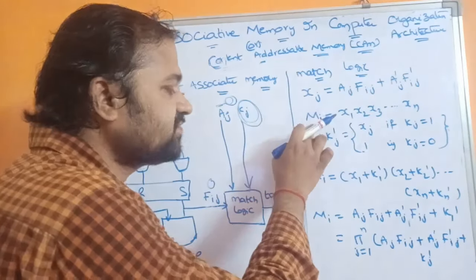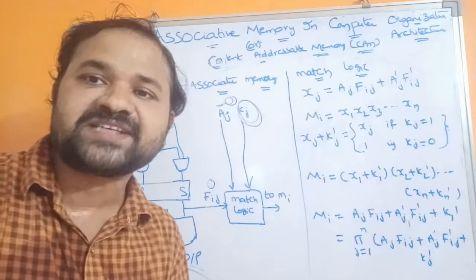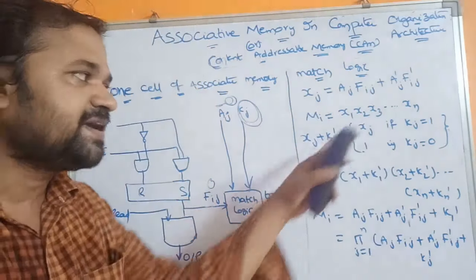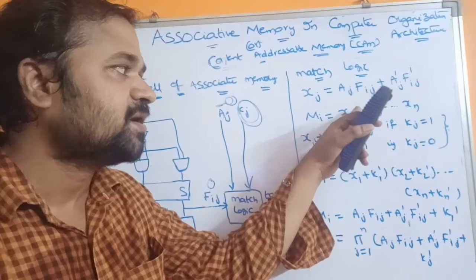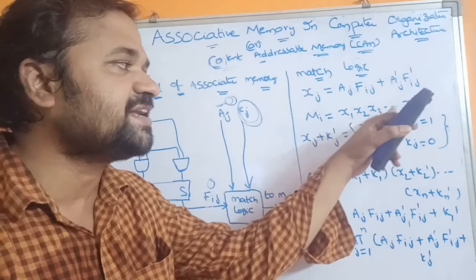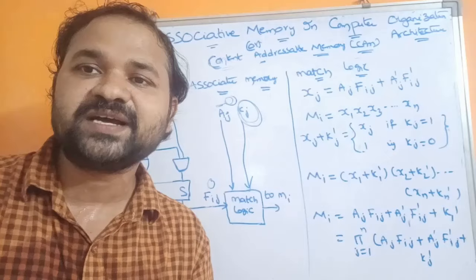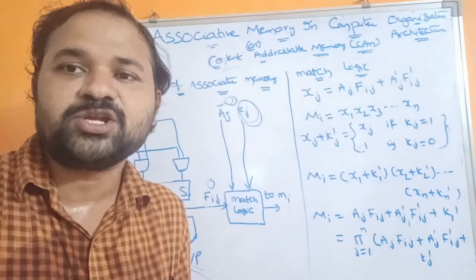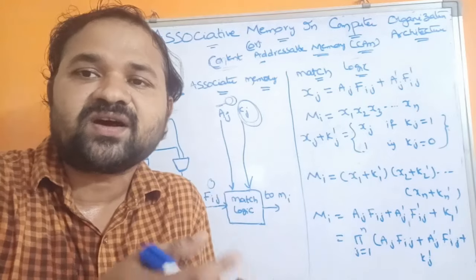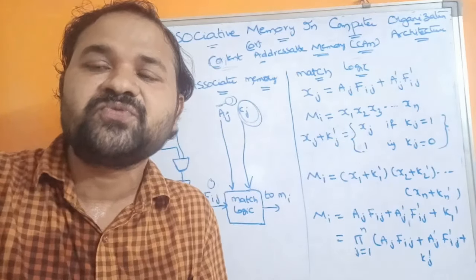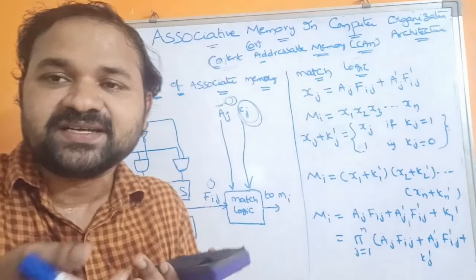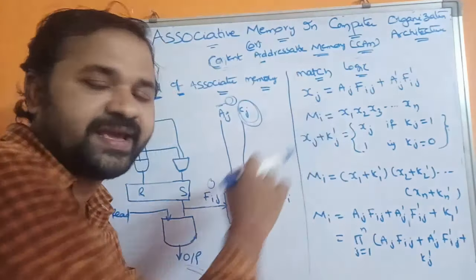Next, Mi is equal to X1 X2 X3 and so on up to Xn. Here Mi stands for the match bit. We are performing an AND operation, a multiplication operation, on X1, X2, X3. Let us assume that the X1 value is 1, X2 value is 1, X3 value is 1. If we multiply 1 into 1 into 1, then we will get 1 as the result. That means that the word is matched, so 1 will be stored in Mi.